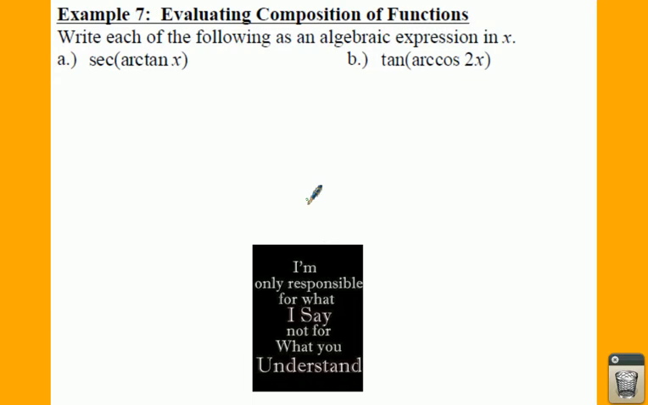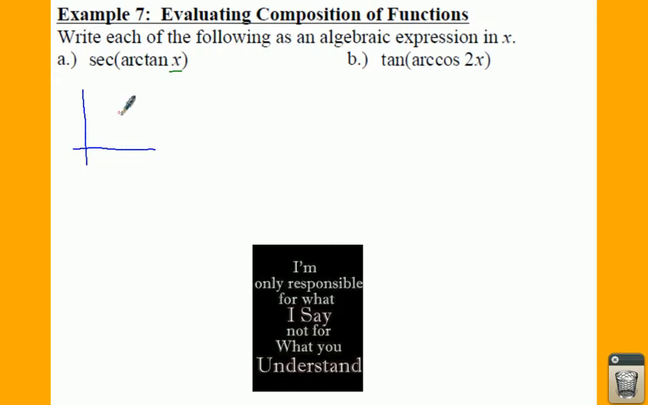Example 7, last example from lesson 4.7. Here you are not using numbers, which is kind of a bummer, but we are still going to be drawing triangles. We're going to write each of the following as algebraic expressions in x. So we have to think of our arctangent of x, which is going to be in the first quadrant because x is positive. So we need to draw a triangle in quadrant 1.